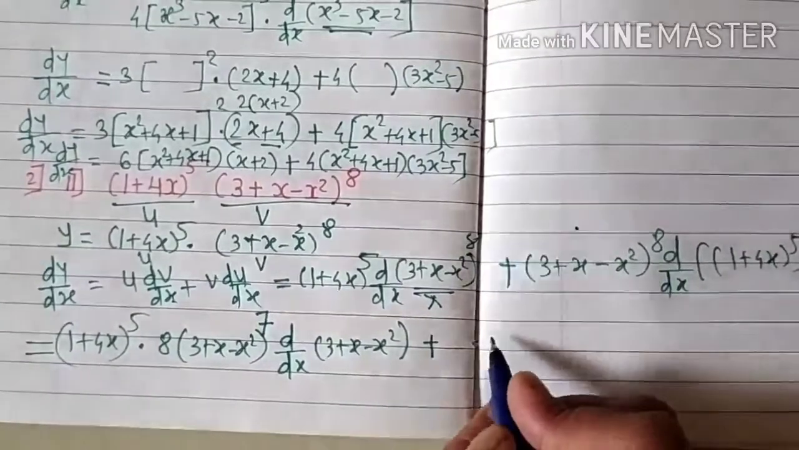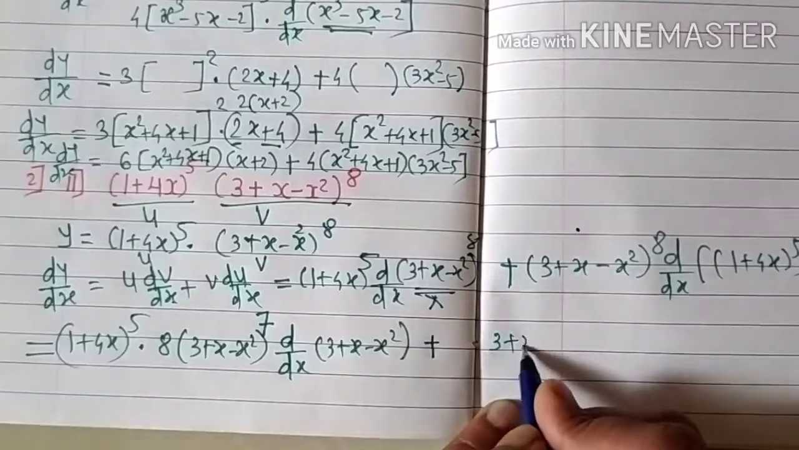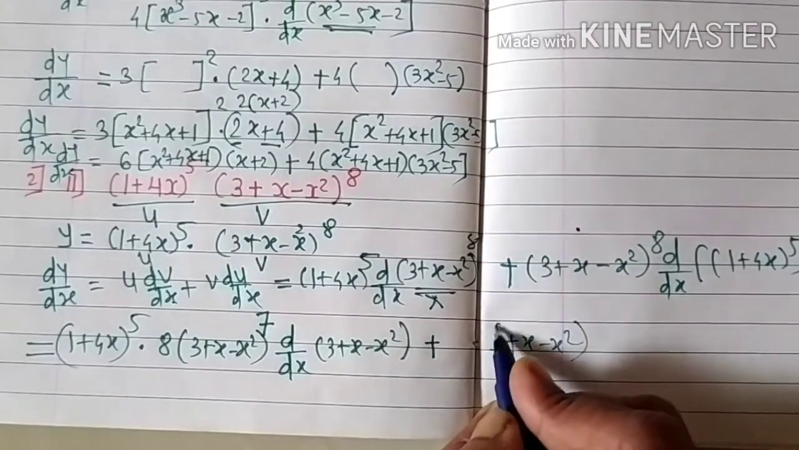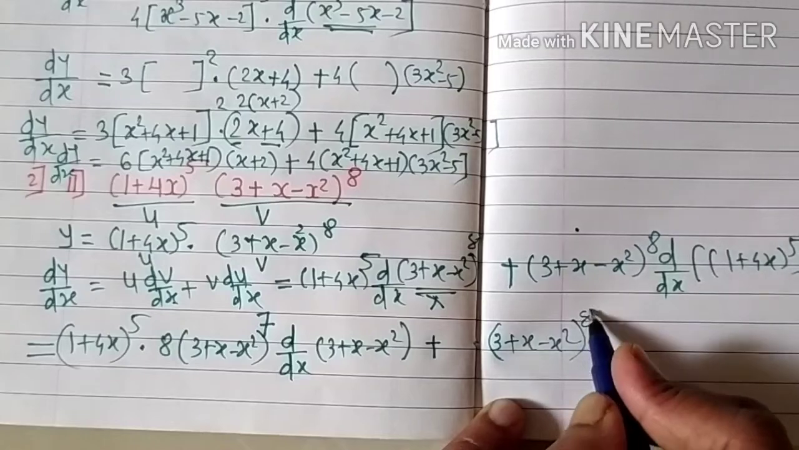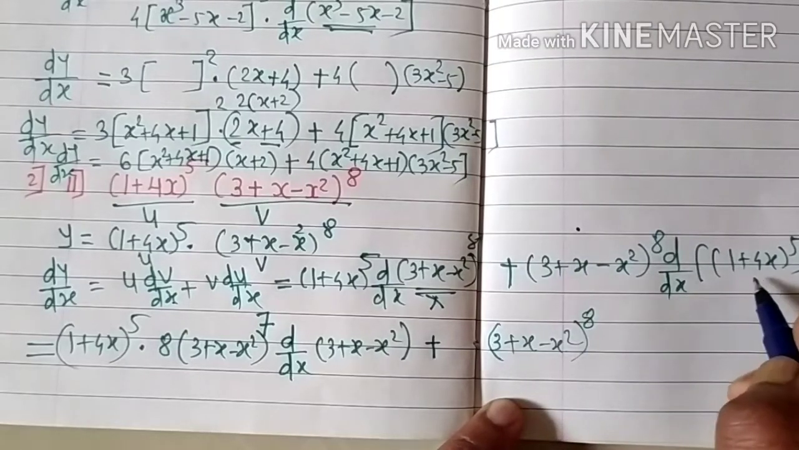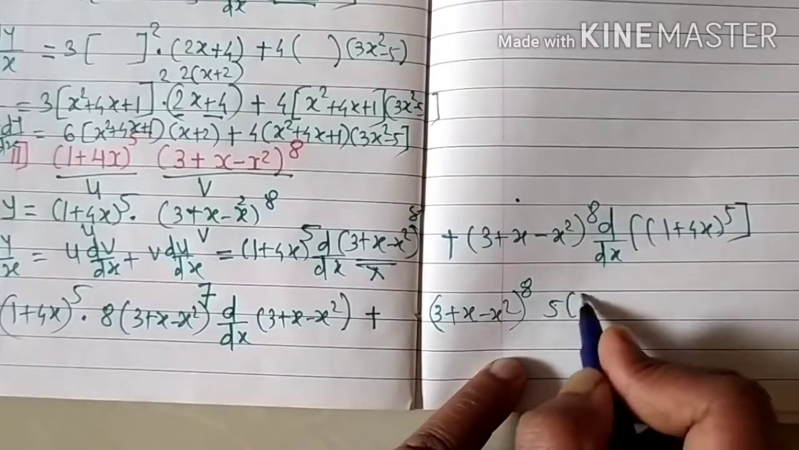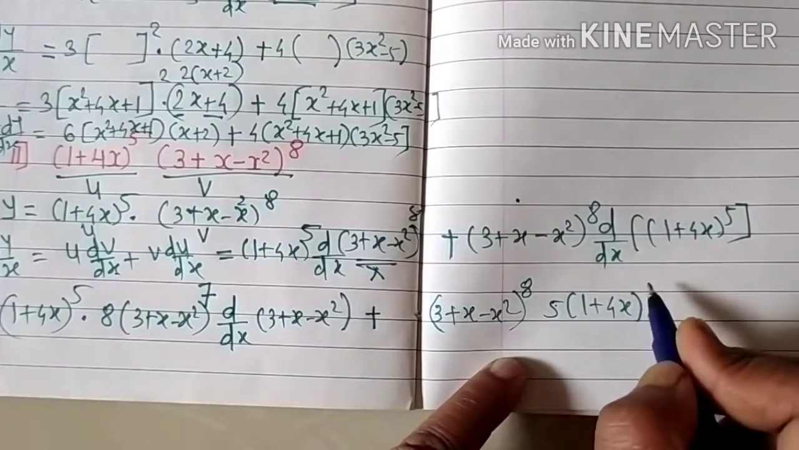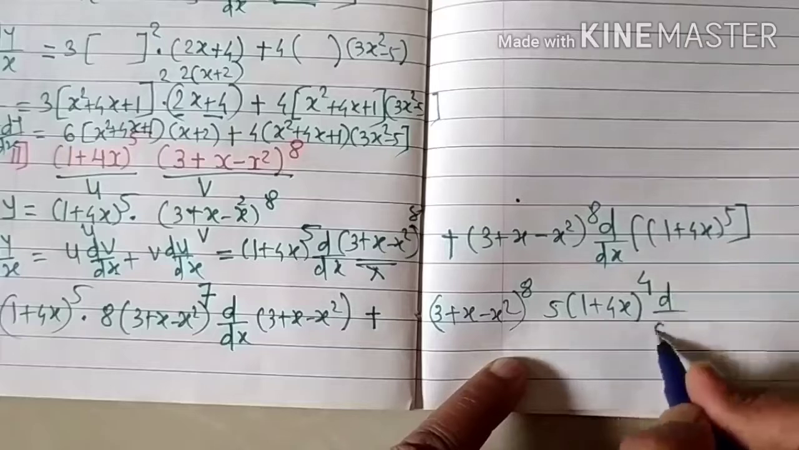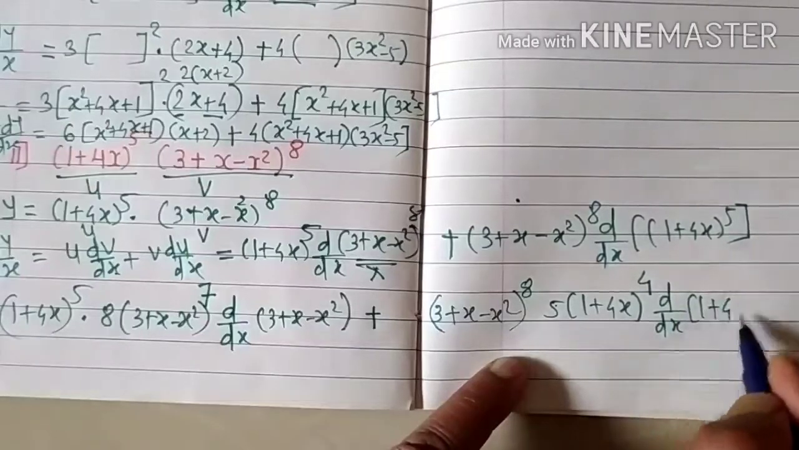Here this term is constant, that is (3 + x - x²) raised to 8 power, into the derivative of this. Here also it is of the form xⁿ, so we get 5 into (1 + 4x) raised to 5 - 1, that is 4, into the derivative of the inside term, that is 1 + 4x.